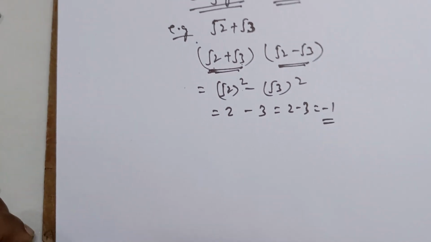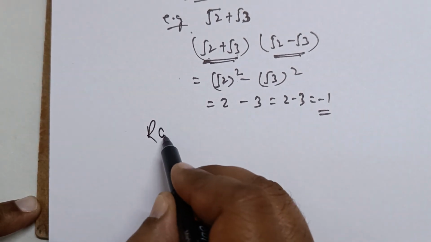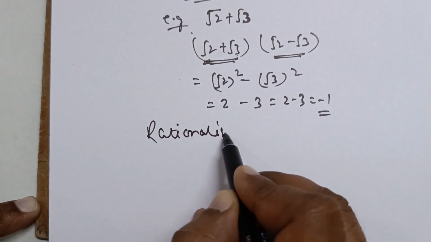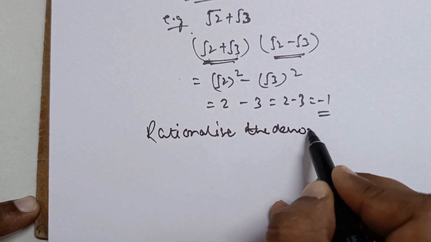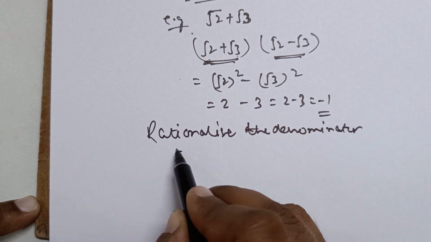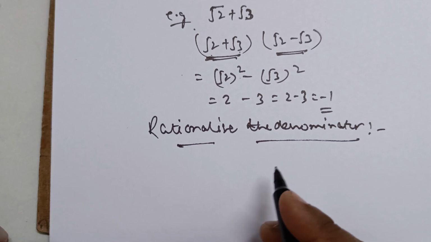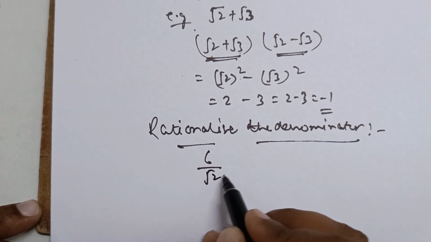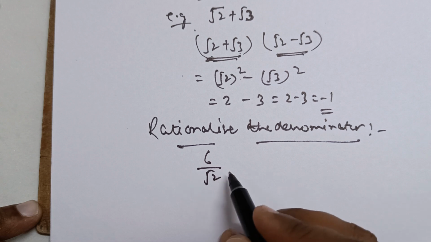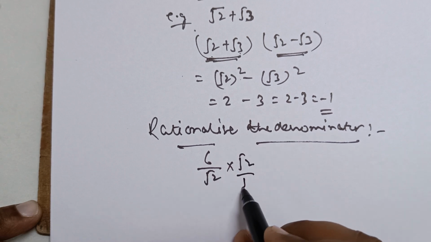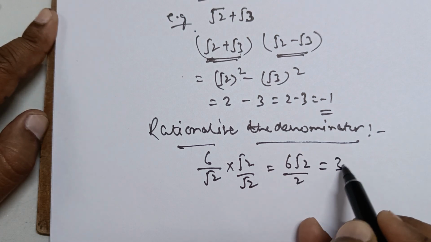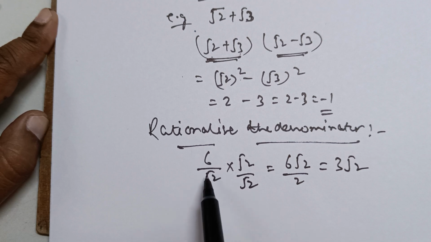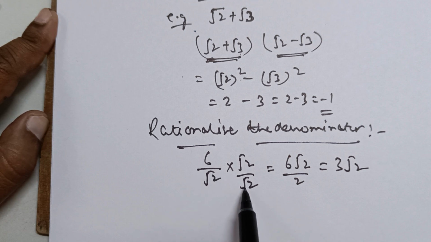Now, a very important topic comes, how to rationalize the denominator. We have to multiply the denominator by its rationalizing factor. Suppose 6 upon root 2 is there. If you want to rationalize the denominator, then you have to multiply the numerator and denominator by root 2. So it could be written as 6 root 2 by 2, that is 3 root 2. So we have multiplied the denominator by root 2, so we have to multiply the numerator also by root 2.